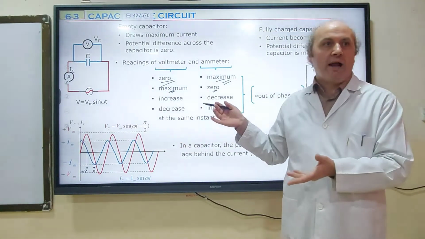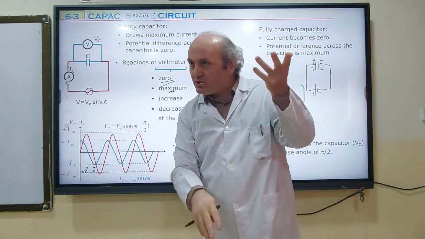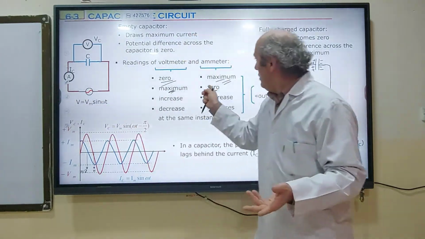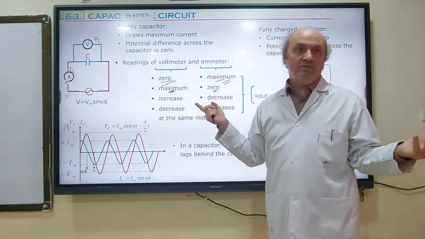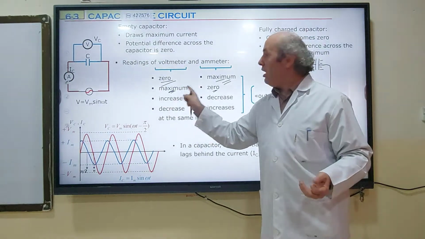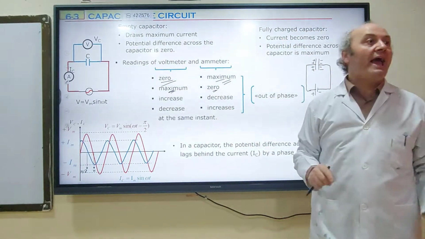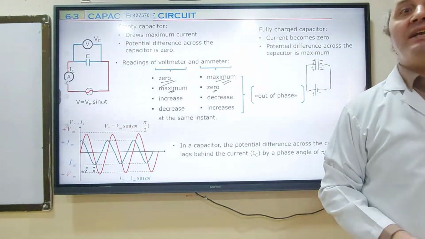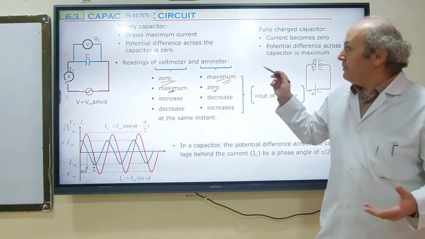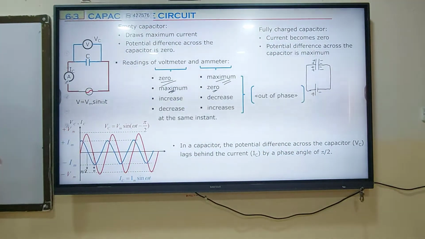In the coil it was like this again. So when the electric potential difference, the voltmeter, is maximum, the ammeter is 0, or vice versa. When the voltmeter is 0, the ammeter is maximum. So are they in phase? No, they are not in phase again. 0 maximum, maximum 0. So when the voltmeter reading increases, the ammeter reading decreases. When the voltmeter reading decreases, the ammeter reading increases. Yani again, electric current and potential difference are not in phase in a capacitor. Yani out of phase. So through a capacitor, potential difference and electric current are out of phase.